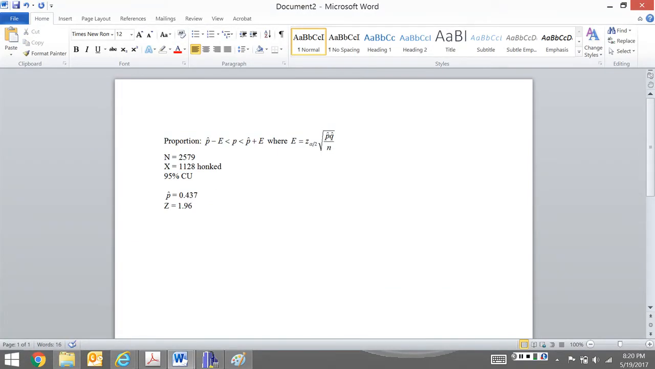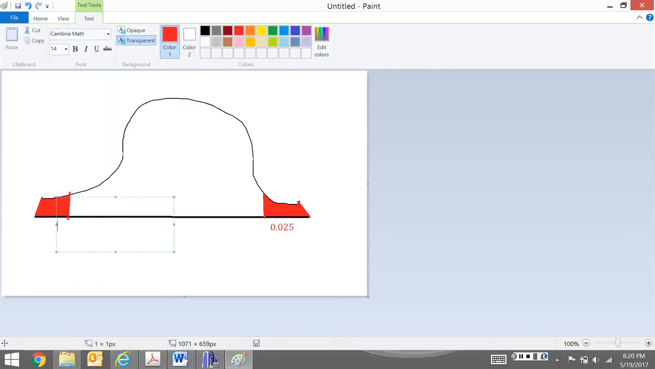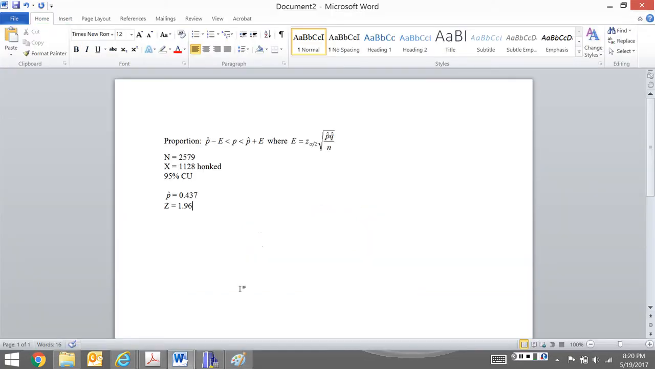Notice I didn't put in the negative. Remember, this is symmetrical. So if I looked here, this is negative 1.96, and this critical value over here is 1.96. But when we put it in the formula, we always put in the positive one, because the negative and the positive are already in the formula. So when you put it in, you're always going to just put in the positive.